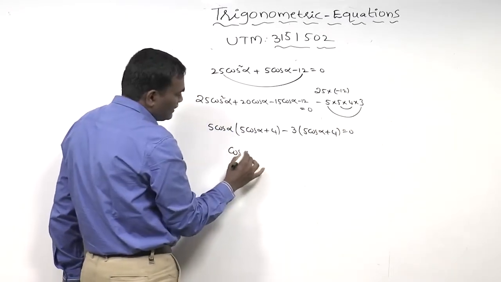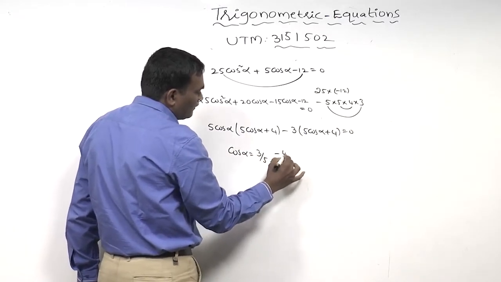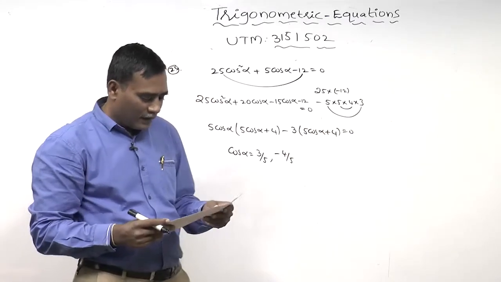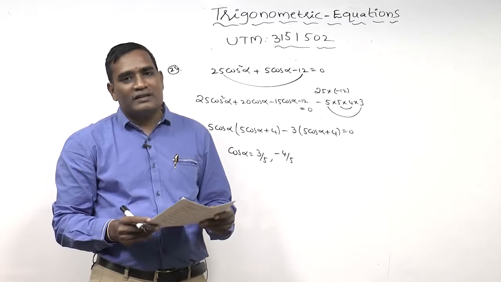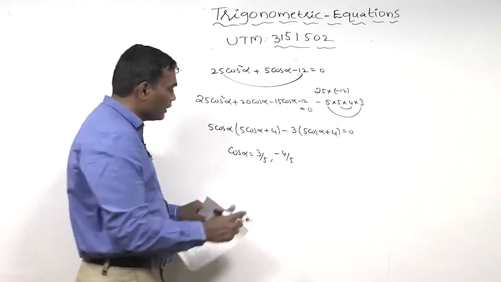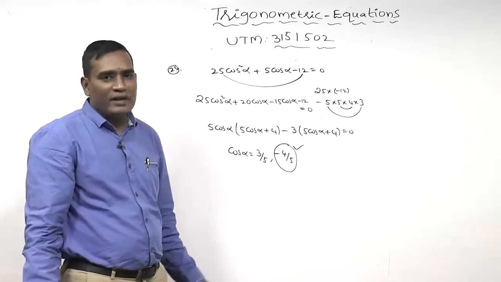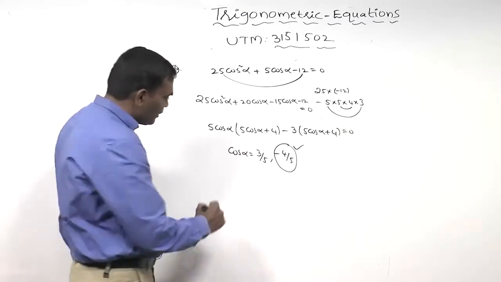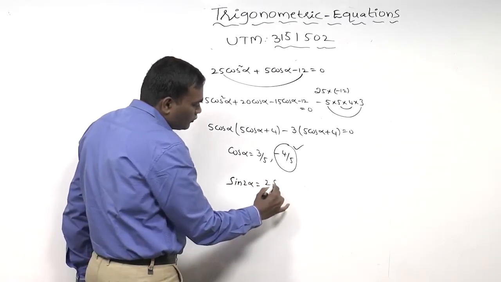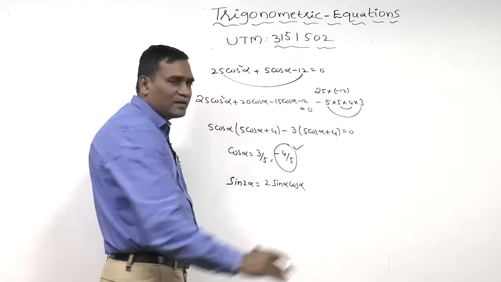Here cos alpha is equal to 3 by 5 and minus 4 by 5. Which one do you consider? That is very important. Here alpha lies in which quadrant? Second quadrant. In the second quadrant, is cos positive or negative? Negative. So you consider cos alpha is equal to minus 4 by 5. Now I want sine 2 alpha. Sine 2 alpha is equal to 2 sine alpha cos alpha. Cos alpha we know, that is minus 4 by 5.